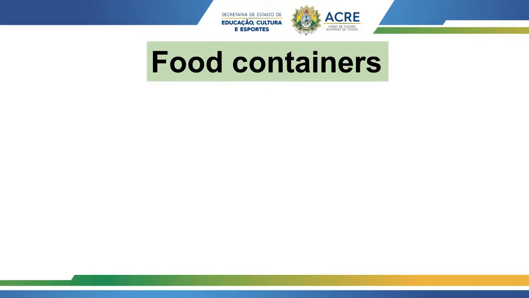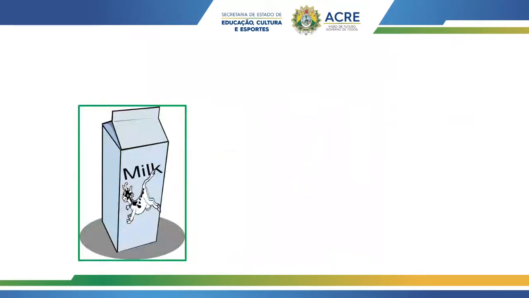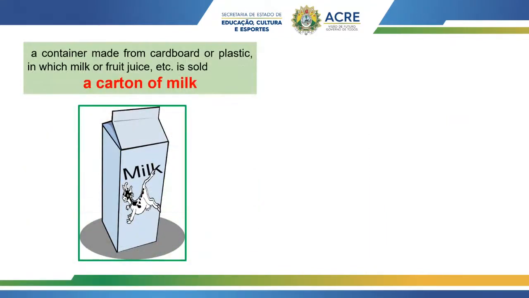Carton, barrel, they are food containers. What is a container? A container is an object such as a box or a barrel that can be used for holding something. Let's start. Here we can see some barrels, some cans, and a jar.